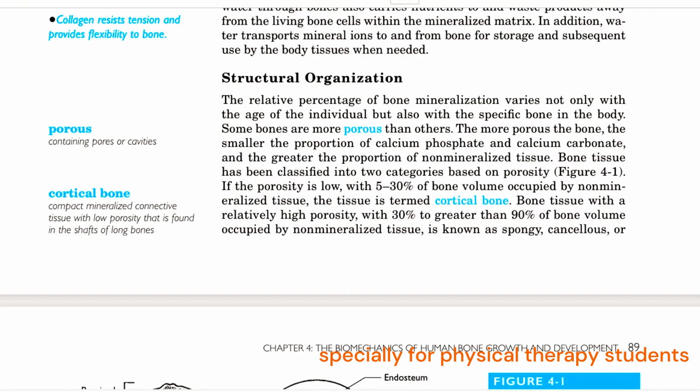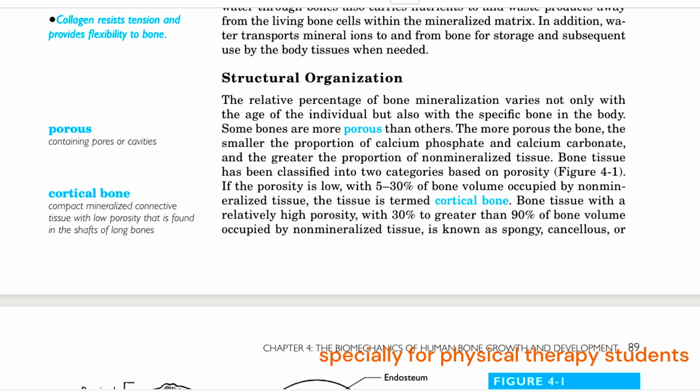So first, remember that not all bones in our body are the same. Some are very dense, and some are more like a sponge. This depends on age and the type of bone as well. You can say that we divide bones into two main types based on how porous they are, or how many holes they have.